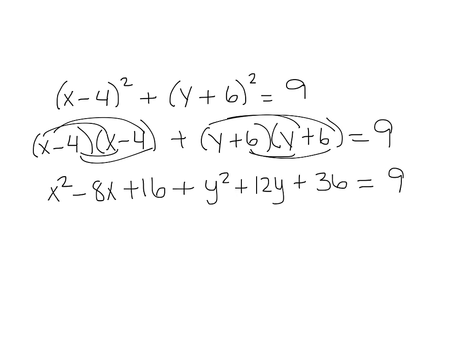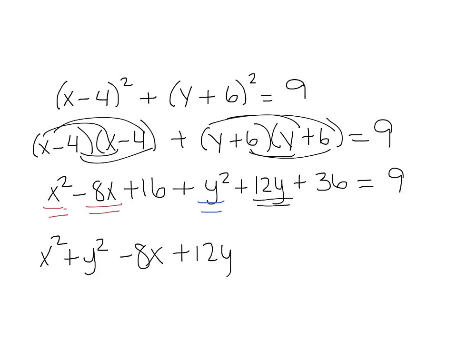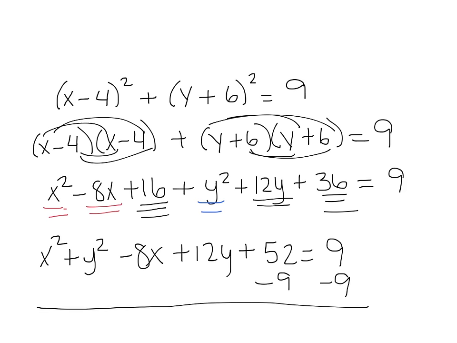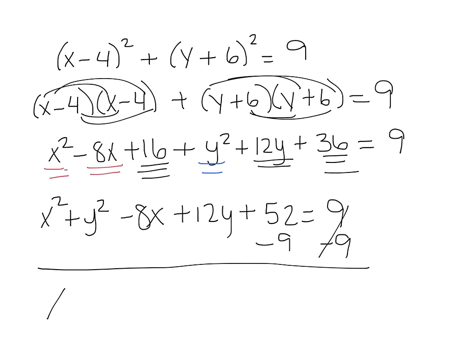And we'll keep all the squareds first, so bring this one down. Bring this one down, so it would be x squared plus y squared. And then bring down your x term, minus 8x. Bring down your y term. And then combine your numbers. So maybe this one and this one. So that would be plus 52 equals 9. And the general form would be to just subtract the 9 to get it equal to 0. So this would be x squared plus y squared minus 8x plus 12y plus 43 equals 0.